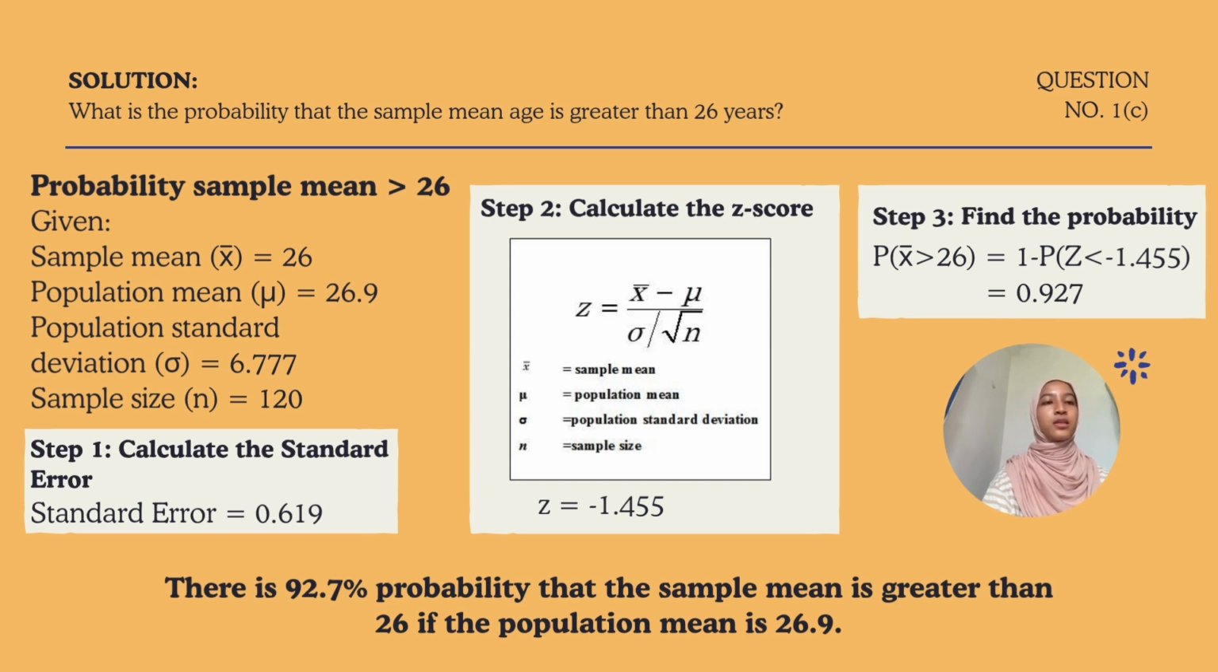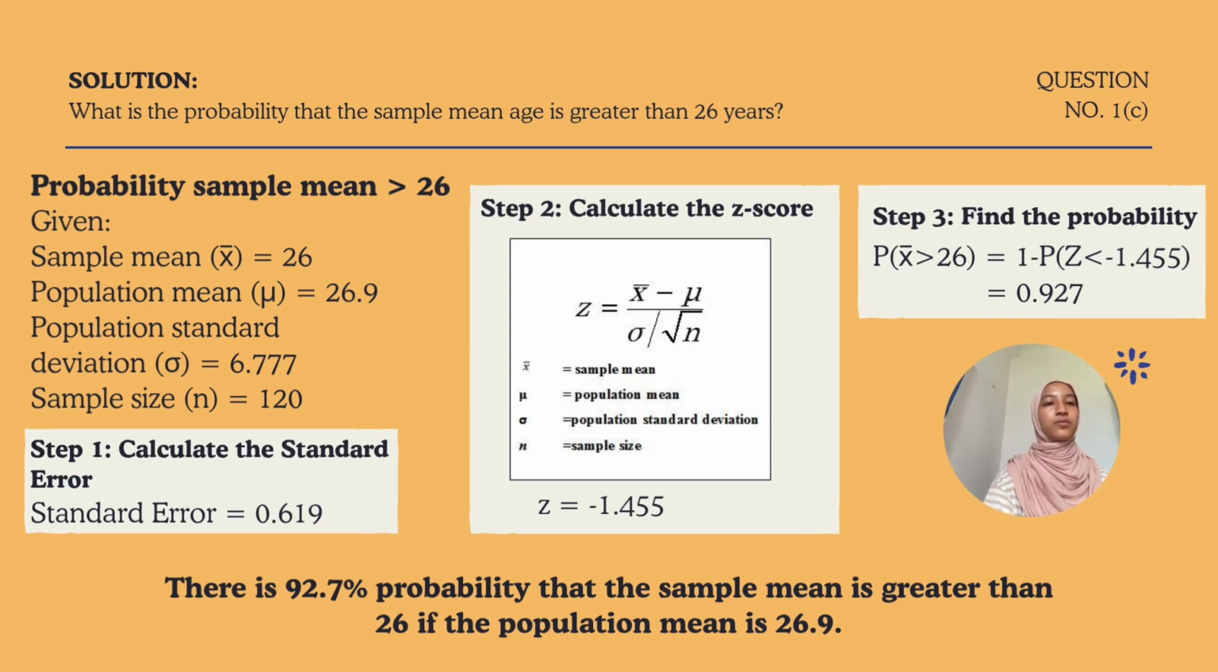What is the probability that the sample mean age is greater than 26 years? To answer this, we use the Z-score formula for the sampling distribution of the mean, which is Z equal to the sample mean minus population mean divided by the standard error. The values given are the sample mean is 26, the population mean is 26.9, the population standard deviation is 6.777, the sample size is 120.